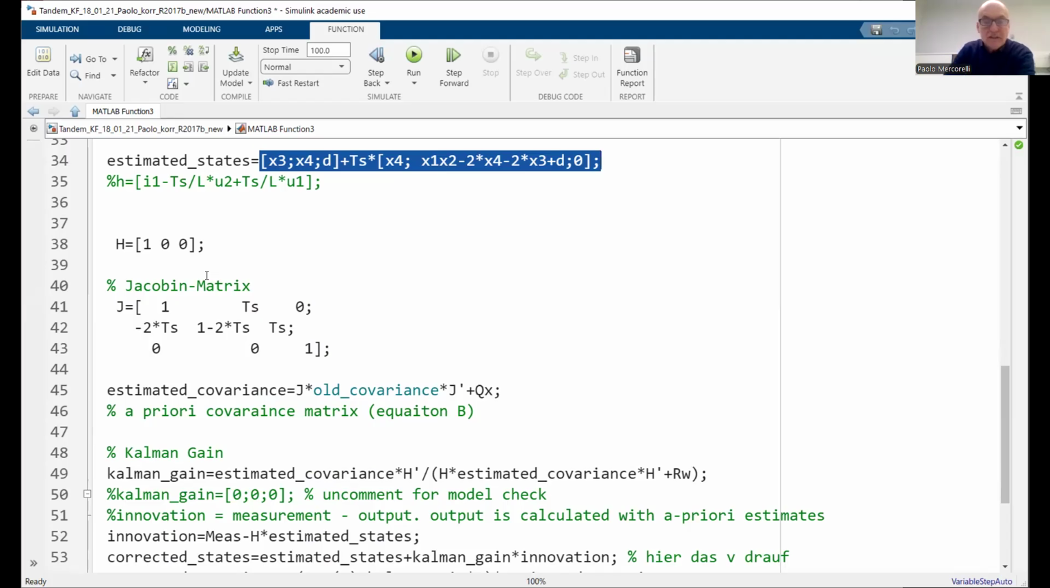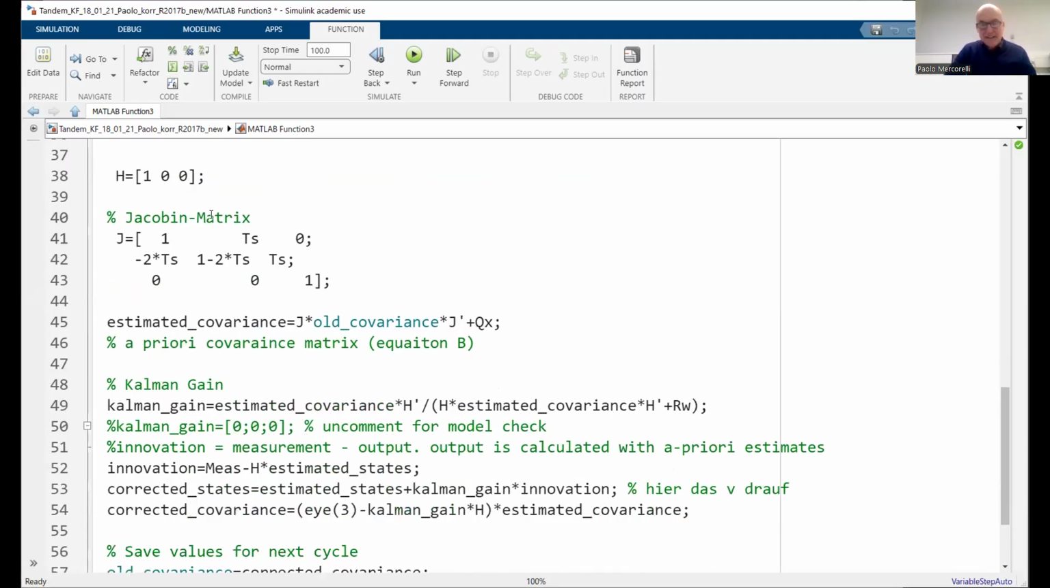I don't know if you have mistakes here. Let me see. I am checking. I come back to you in 1 second. No, it's correct. It's correct. I copied correctly. And the rest, no changes.